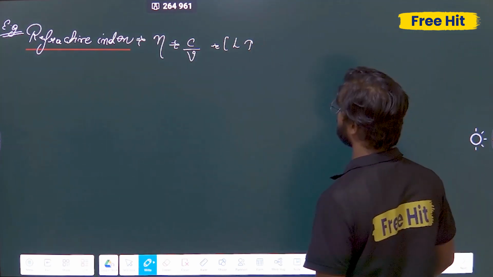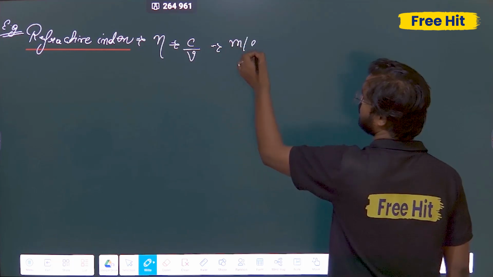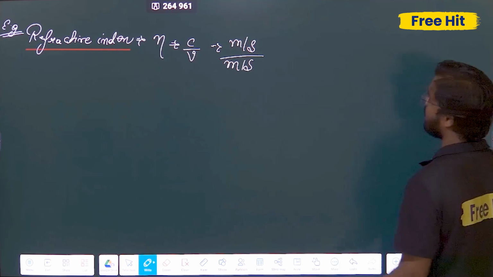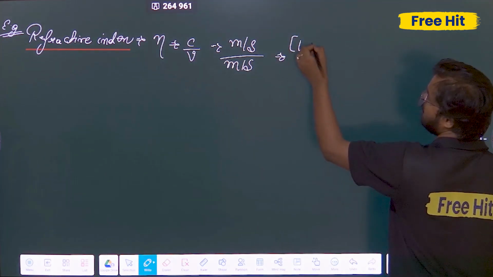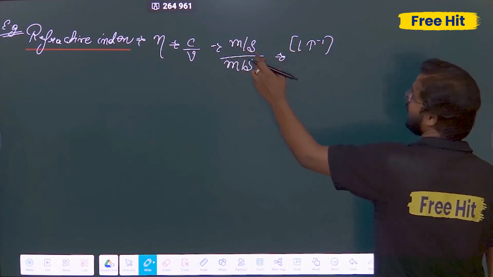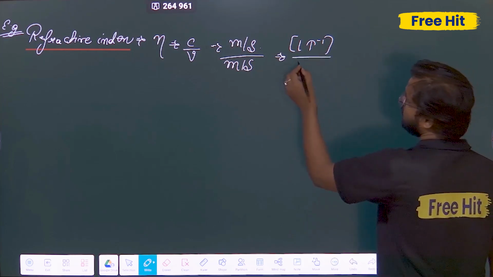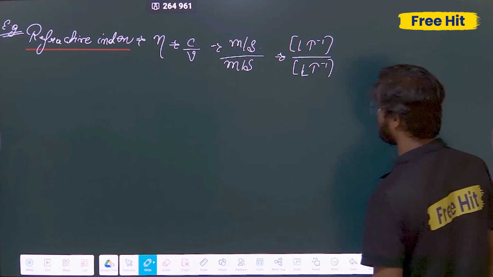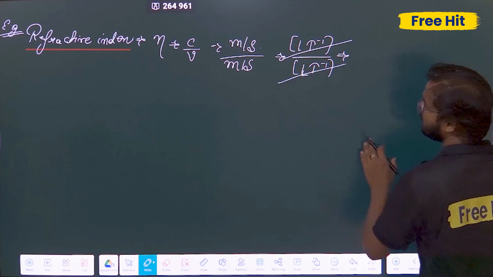If no one has understood, I will expand it, then you will better understand. This is meter per second, clear? This is also meter per second, yes or no? So from here I can say this will be L into t to the power minus 1, because for length we are going to use L, and for second we are going to use t, correct? Similarly for here also it will be L t to the power minus 1, correct? So from here what we will finally get, this will cancel out with this thing, clear? So what we will get?